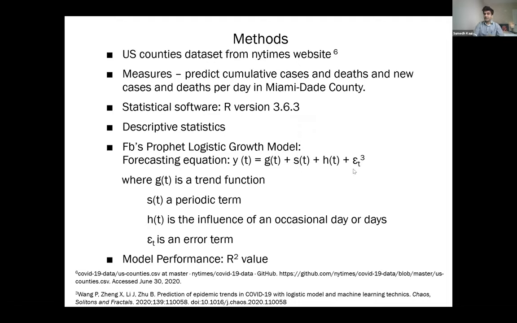And eta(t) is an error term that accounts for the effect of the error of the model. So how it works in R: the data frame used in Prophet needs two columns, ds, which is used to store the date time series, and the y column, which is used to store the corresponding values of the time series in the data frame.